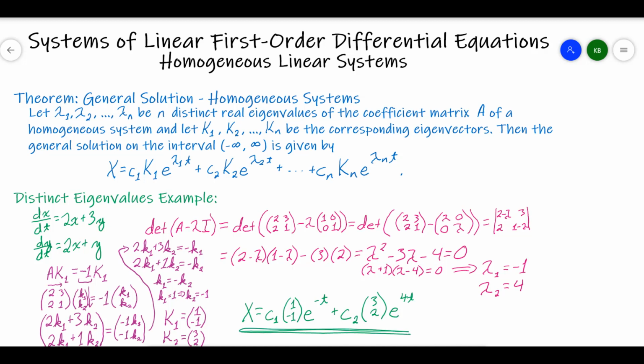And that is my solution to my homogeneous system. Now, important to note here, I chose one that made it be negative 1 in my vector. If I had instead chosen 2, this equation would look different. It would be C1 2 negative 2 e to the negative t.